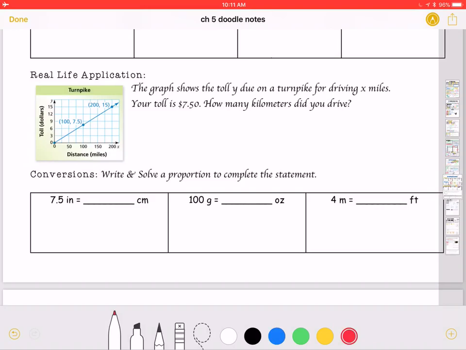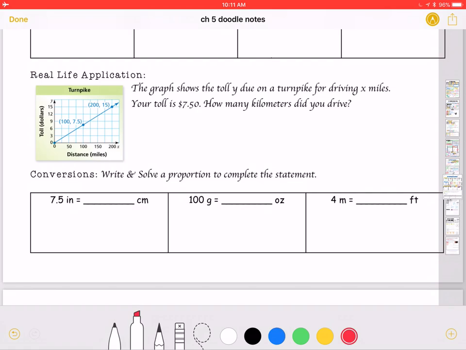The graph shows the toll Y due on a turnpike for driving X miles. Your toll is $7.50. How many kilometers did you drive? So first let's take a look at this graph that they give us for the turnpike.